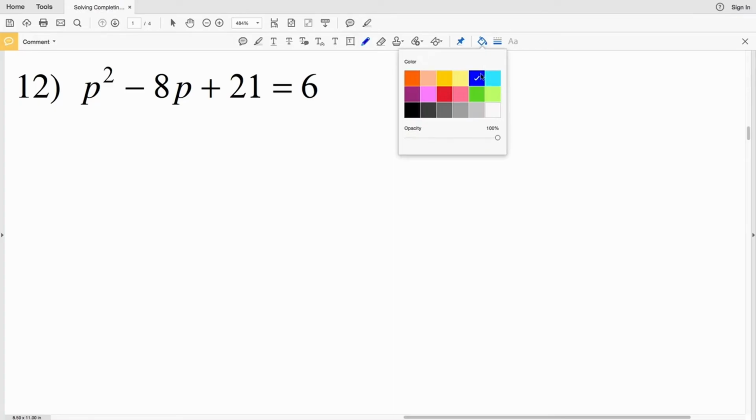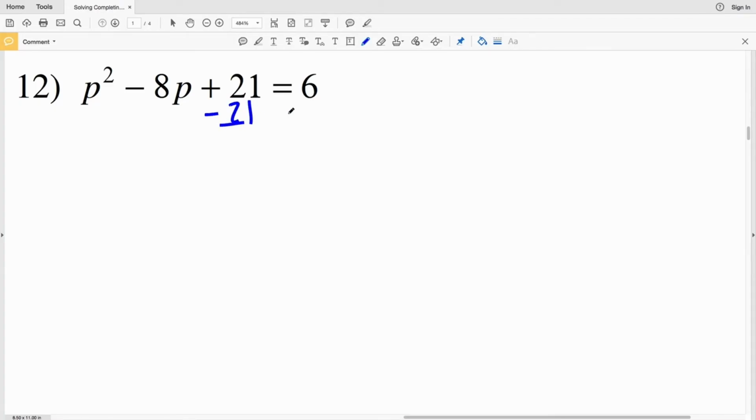Moving on to number 12, I'll start by subtracting that constant 21, essentially moving it to the right-hand side with my other constant of 6. So I'll have p squared minus 8p equal to 6 minus 21, which equals negative 15.